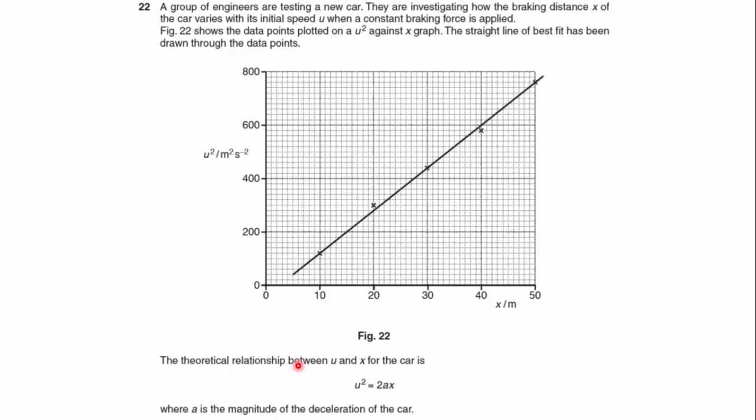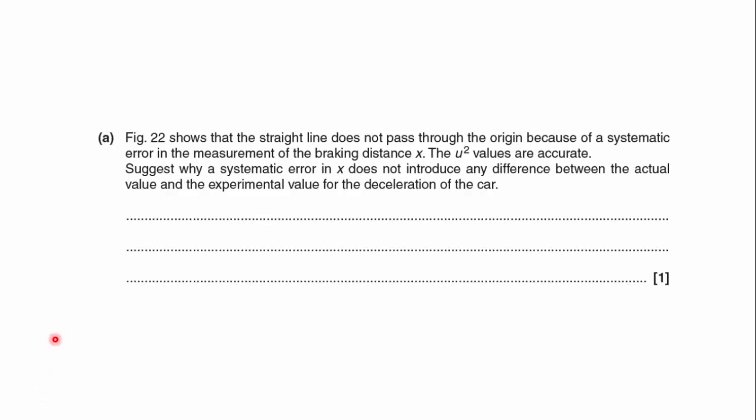The theoretical relationship between u and x is u squared equals 2ax, where a is the magnitude of the deceleration of the car. Okay, so part A. Figure 22 shows that the straight line does not pass through the origin because of a systematic error in the measurements of the braking distance x, and the u squared values are accurate. Suggest why a systematic error in x does not introduce any difference between the actual value and the experimental value for the deceleration of the car.